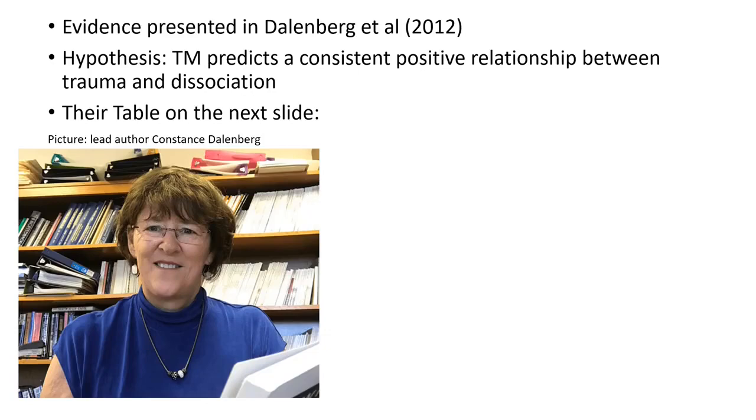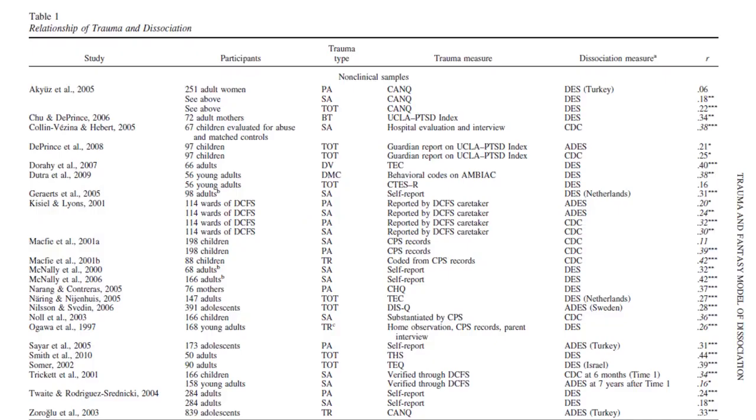So this is their table that they produced to test the idea of the correlation between trauma and dissociation. And these correlations here, the R number, which ranges from 0 to 1, of course, on the right-hand side here, and these are all of the studies with non-clinical samples. So these are students and adults who are not patients. They're not in any clinics, right?